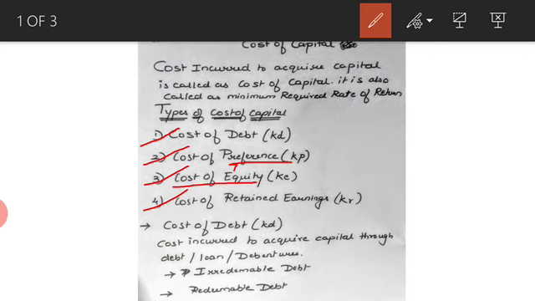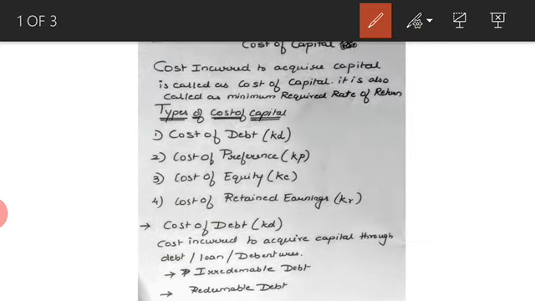Cost of equity implies the cost that we incur for issuing equity shares. And retained earnings are the earnings or the reserves that are kept aside from the profits, and these earnings can be used later in the form of capital. So the cost incurred for retaining the earnings is dealt with in the cost of retained earnings. So totally there are four types of cost of capital: cost of debt, cost of preference, cost of equity, and cost of retained earnings. These are called specific costs because they deal with individual costs like debt, preference, equity, and retained earnings.